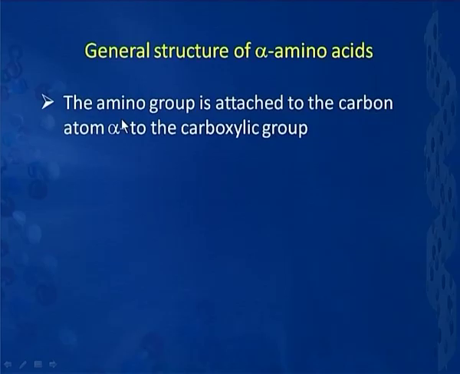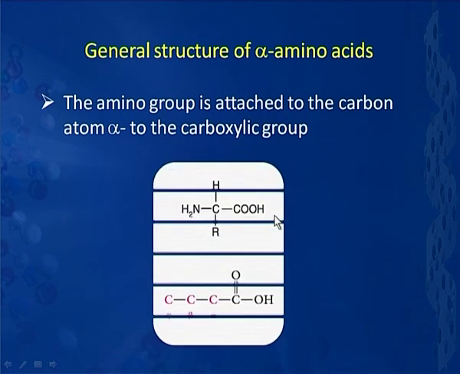Now let's look at the general structure of an alpha amino acid, because we know that an alpha amino acid, as the name suggests, is an amino acid, that means a bifunctional molecule. The bifunctional molecule is such that this amino group happens to be attached to the carbon atom which is alpha to the carboxylic group. So that is how it looks.